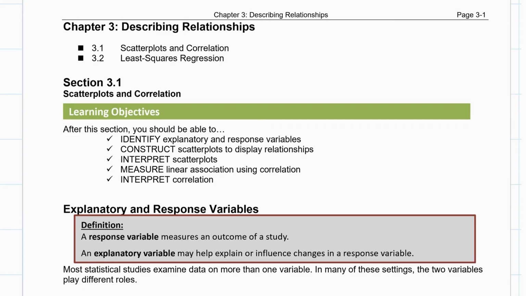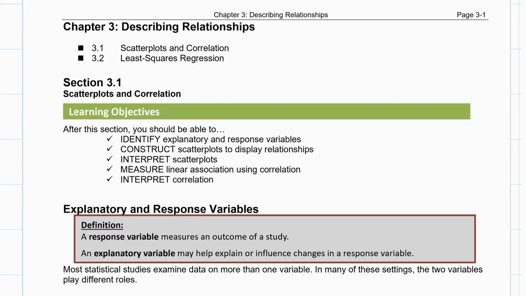This is a recording of section 3.1. There's only going to be one recording for this section, and it's about describing relationships. It's specifically trying to delve into describing the relationship between two variables, and both of those variables are going to be quantitative.